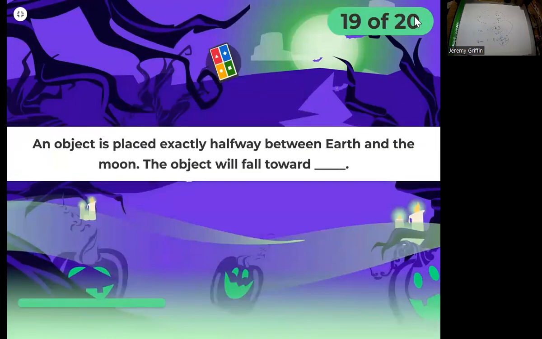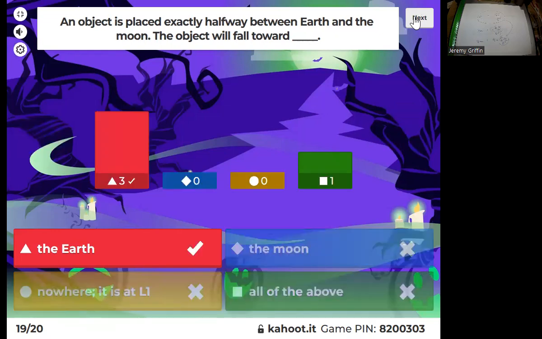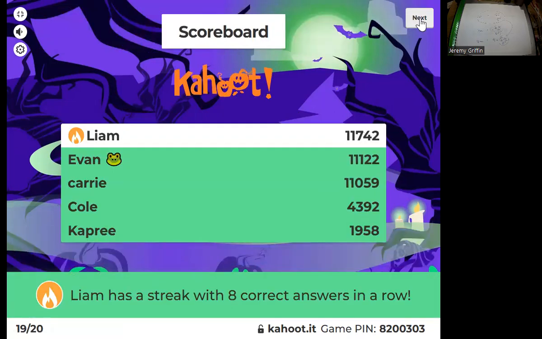An object placed geometrically halfway between the Earth and the Moon, that object will fall toward the Earth, right? There is an L1 point between the Earth and the Moon, but it's closer to the Moon. So yeah, geometrically halfway, you guys are right. It will fall towards the Earth because the Earth is more massive.